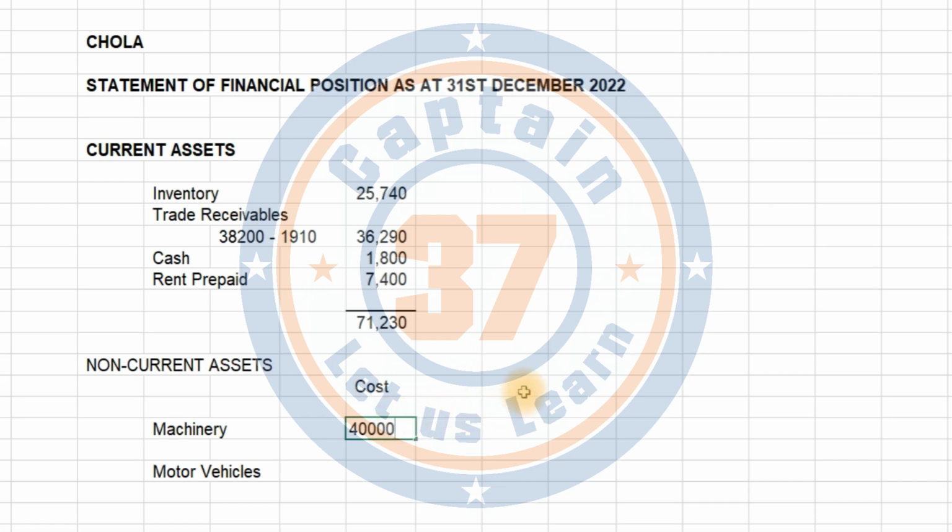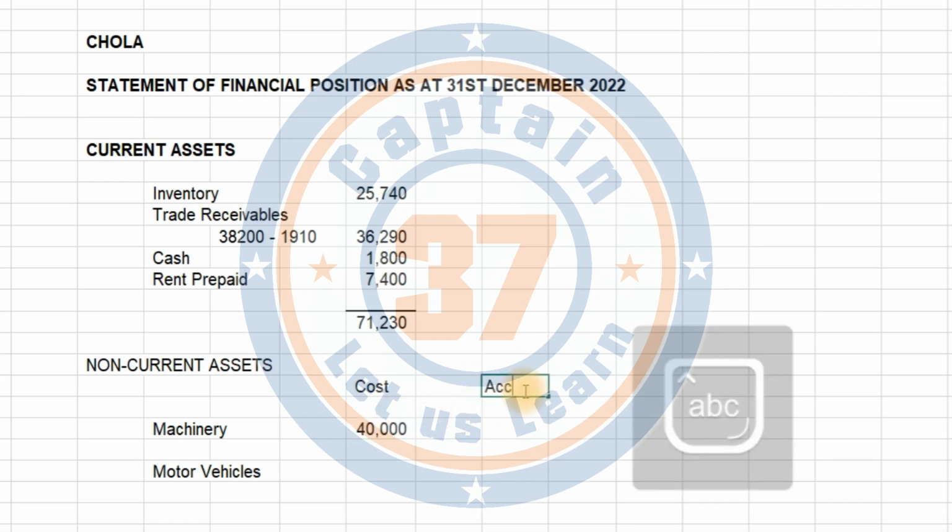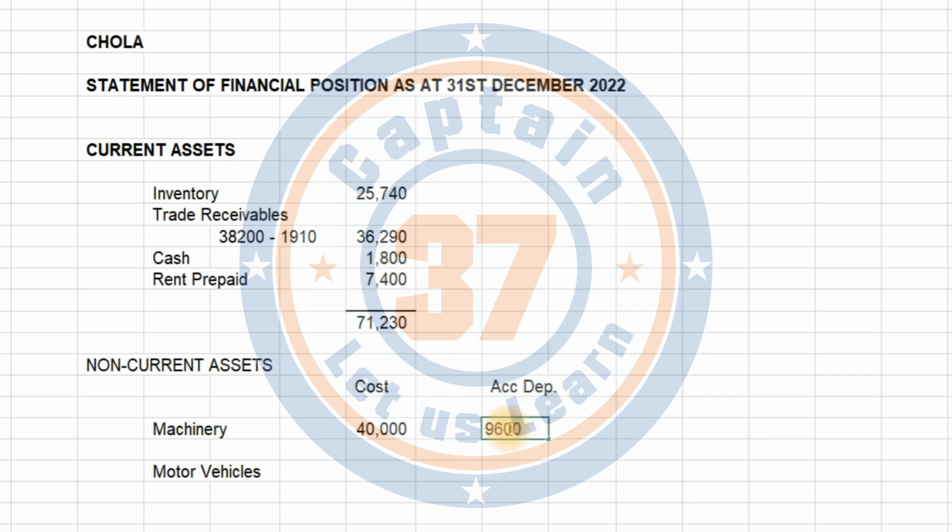We need to take into consideration accumulated depreciation. We are told specifically that these two items depreciate over a period of time, and indeed, obviously, depreciation is over a period of time. How is the depreciation calculated? When we look at the statement of profit or loss, we calculated and established that the depreciation for machinery was going to be 9,600. I'll write it like that.